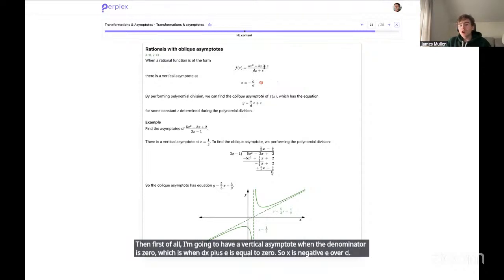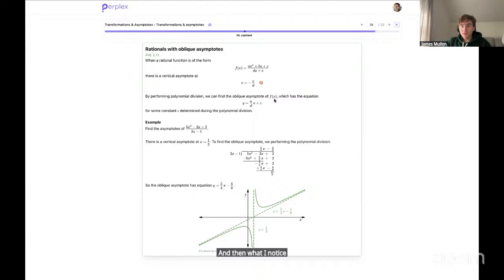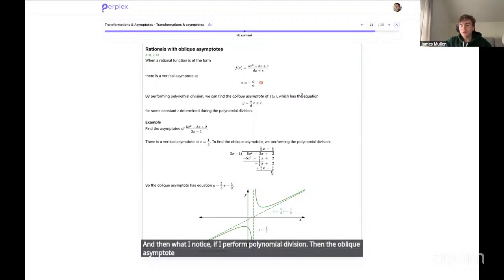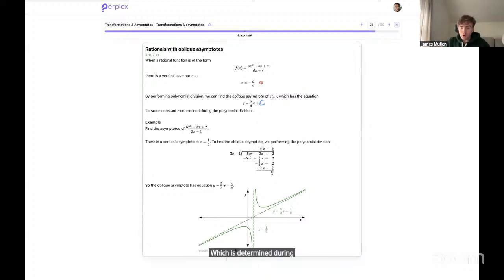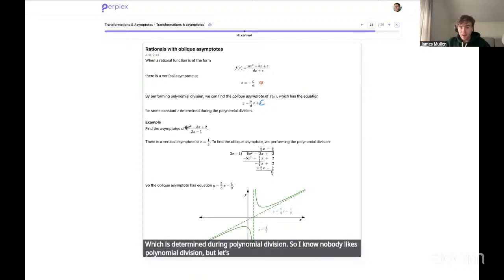And then what I notice, if I perform polynomial division, then the oblique asymptote of f of x is going to have the equation y is equal to something times x plus, and this should be a different c than this. It should be, let's say, capital C, which is determined during polynomial division. So I know nobody likes polynomial division, but let's see an example. Let's say I'm doing 5x squared minus 3x plus 2 divided by 3x minus 1.